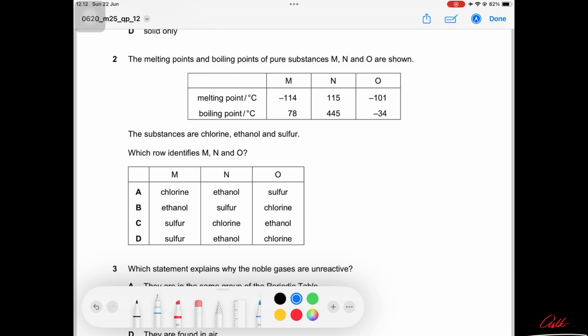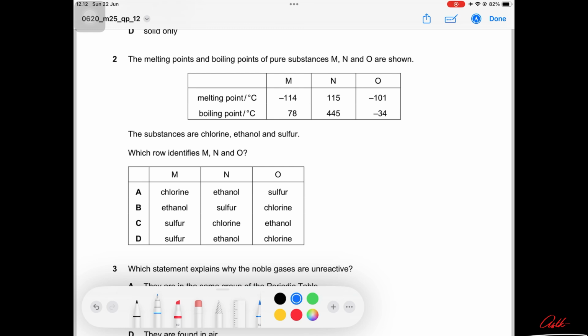Okay, great. Number 2. The melting points and boiling points of pure substances M, N, and O are shown. Take a look at the table. You can see the melting points and boiling points of the substances. The substances are chlorine, ethanol, and sulfur; which identifies M, N, and O? The substance names are not written in order, so don't assume that chlorine is M, ethanol is N, and O is sulfur. No, that's not correct.